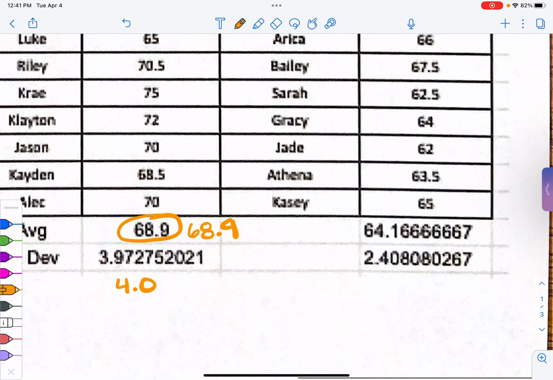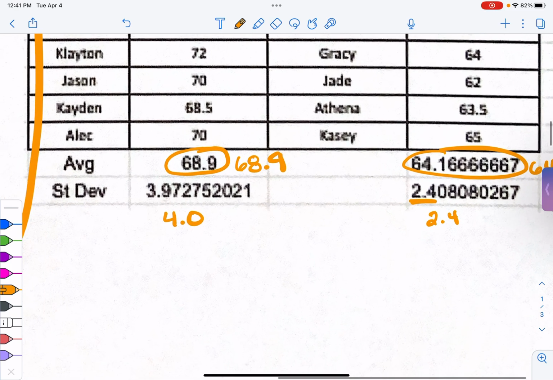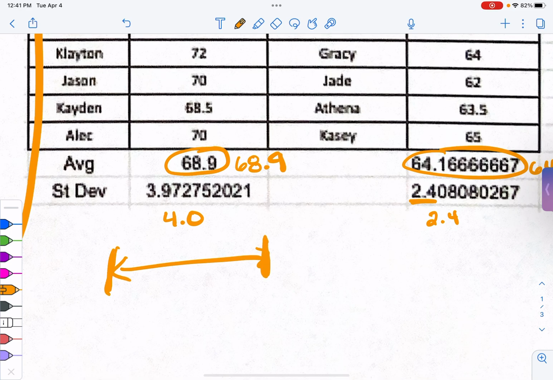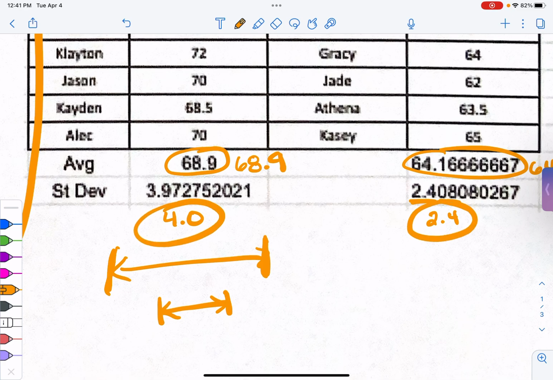And then for the girls, the average height was 64 point, we'll round it to 2. And the standard deviation was 2.4. So the girls' data is not deviating as much as the boys' data. And that can kind of tell us that the range of values for boys is a lot wider than the range of values for girls, right? Because this one has a higher standard deviation than this one. So the girls are a lot closer together in height than the boys are. That can kind of give us those conclusions.